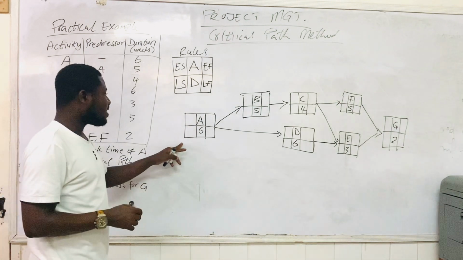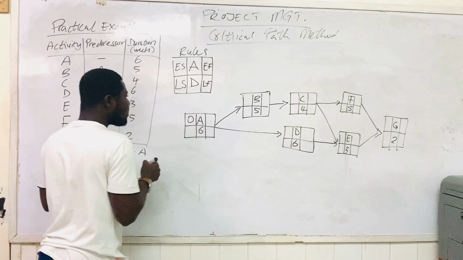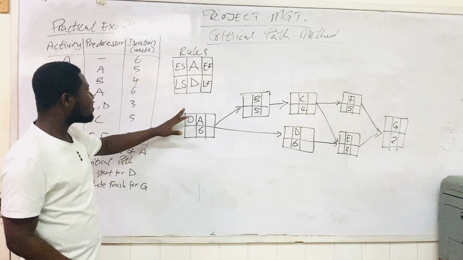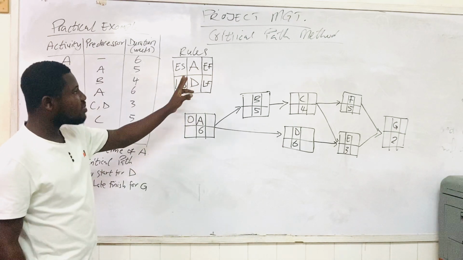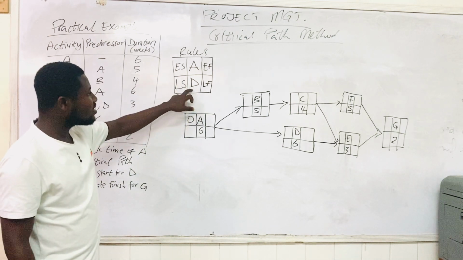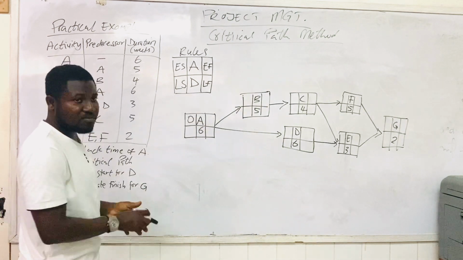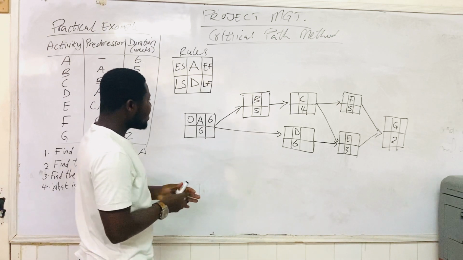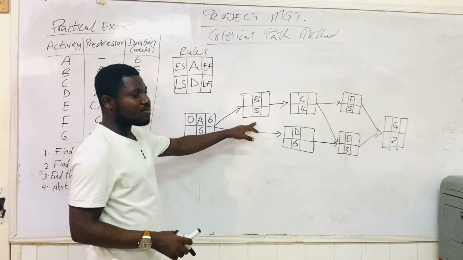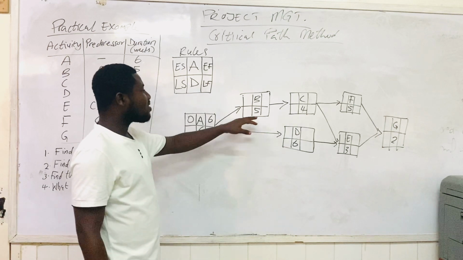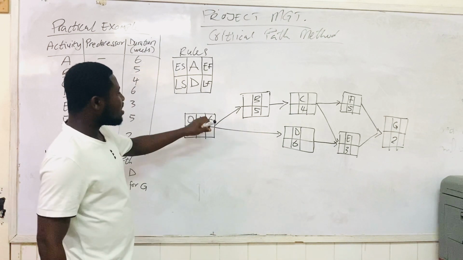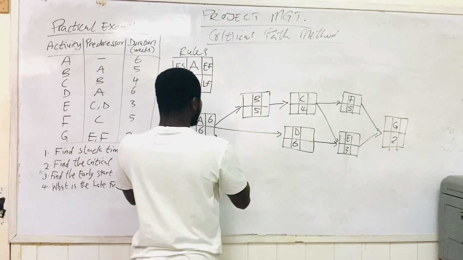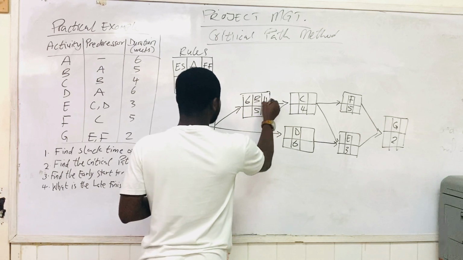Now, remember A is our starting activity, and so it will always have 0 early start time, because that's the starting activity. And then remember, our forward pass is ES plus D, which is going to give us our EF. So 0 plus 6 is 6, very easy. Then from A we go to B. A is the predecessor of B, and so A's earliest finish time becomes B's early start time. And so we have our 6 here.